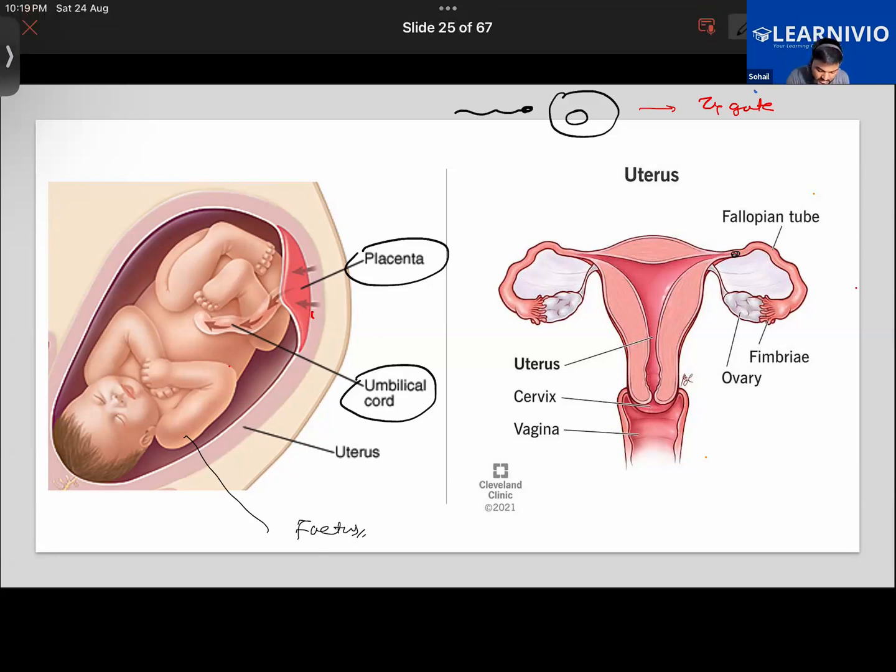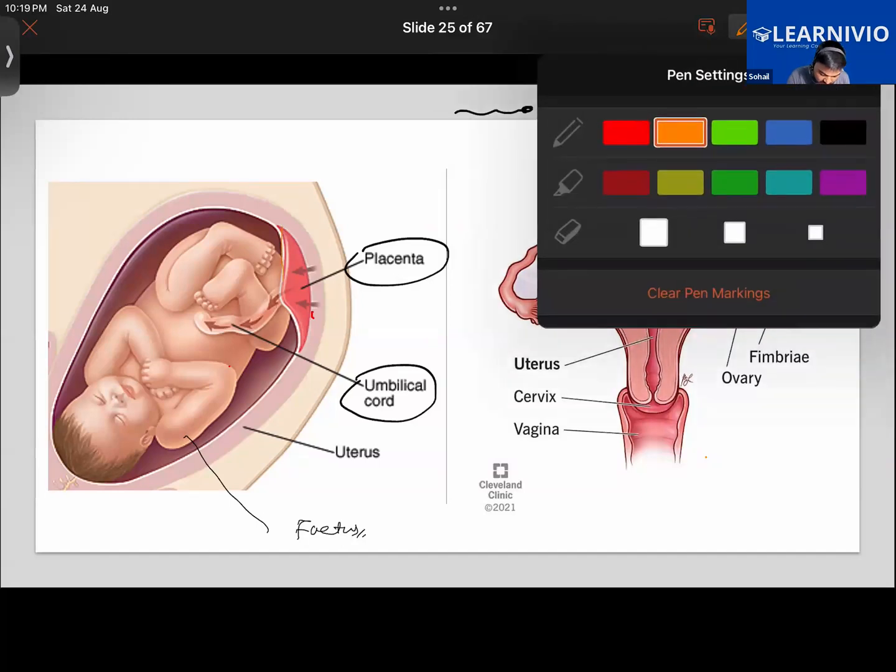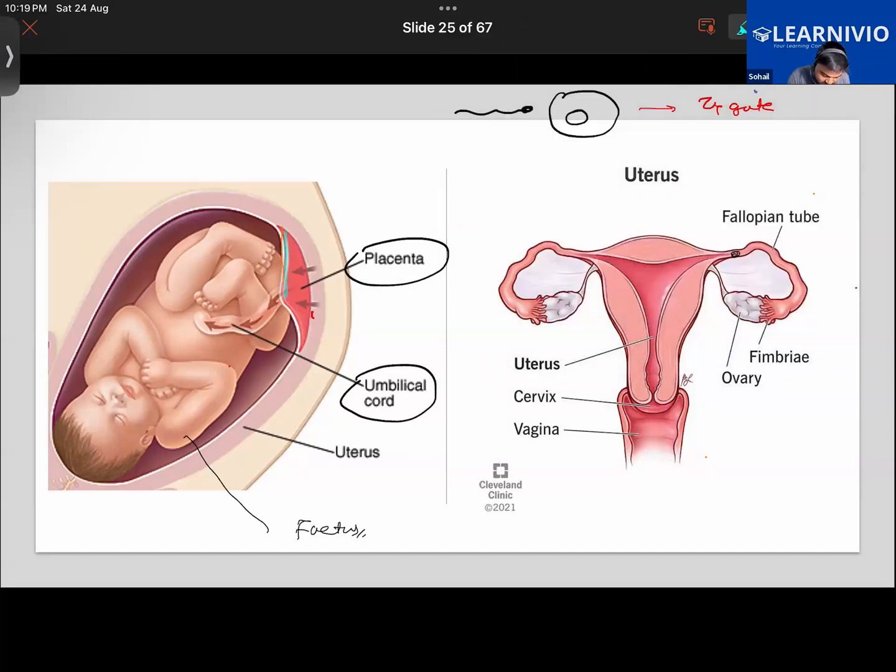All this sheet-like structure that you see over here, this is what the placenta is. Let me highlight it. This is what the placenta is, okay? So right after 6 days of fertilization, it starts to form, and it can take somewhere around 20 weeks to fully develop. Getting it? Okay.